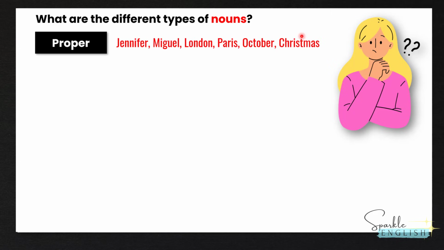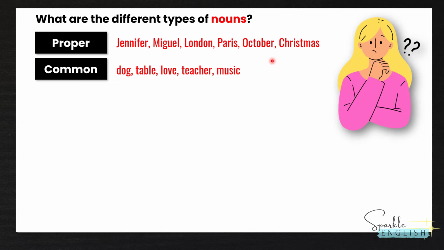So let's talk about the different types of nouns. First, I'm going to review all the different types of nouns, and then we'll talk about them in more detail. So first we have proper nouns. For example, Jennifer, Miguel, London, Paris, October, Christmas. We also have common nouns. Dog, table, love, teacher, music. Common nouns are more generic and proper nouns are more specific.